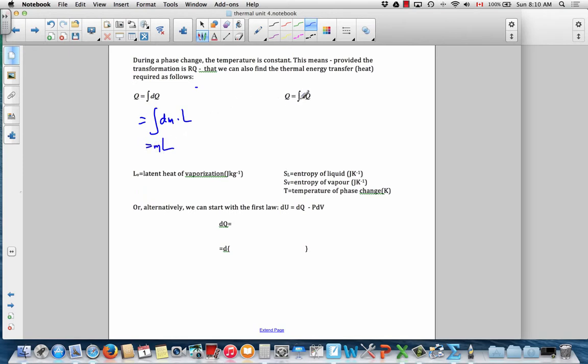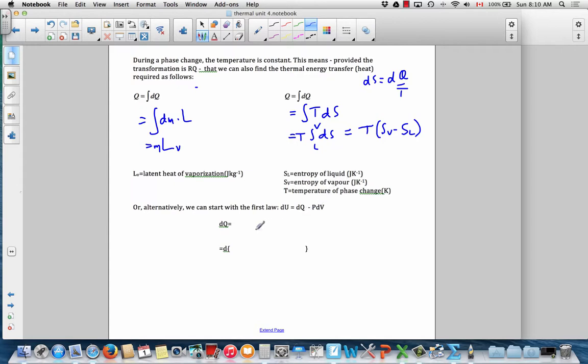The other way, though, is we know that in terms of entropy, dS is dQ over T. So dQ is T dS. Now, because the temperature remains constant as we're undergoing the phase change, that's just T times the integral of dS, and we're going from a liquid to a vapor. So in that case, this would be the latent heat of vaporization. And so this is going to be T times the entropy of the gaseous state minus the entropy of the liquid state, because the integral of dS is just S. Okay, and those terms are defined here for us.